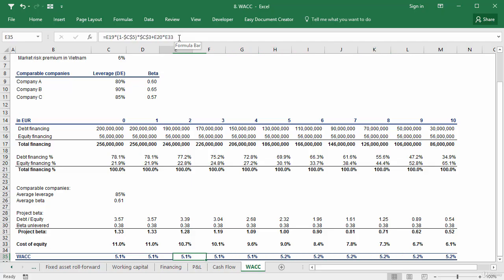Awesome! Let's keep our momentum in the next lesson, where we'll start discounting cash flows.